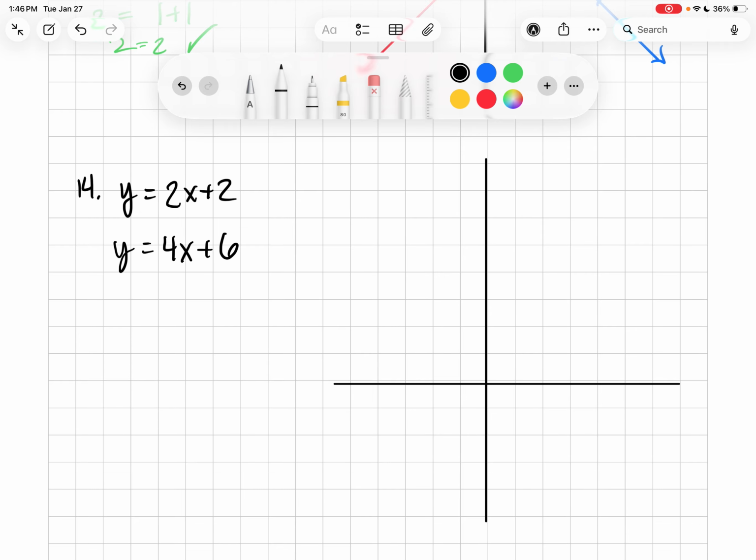All right, so first line, I've got a y-intercept of 2, slope of 2. So that means up 2, right 1. And I'm also going to go down 2, back 1, just to make sure that I have plenty of space here. Going to connect. And then I've got my next one. It has an intercept of 6. Slope of 4. So that's up 1, 2, 3, 4, and over 1.